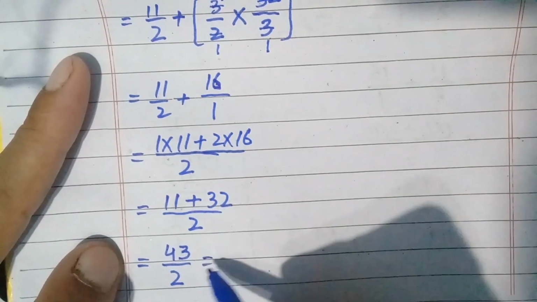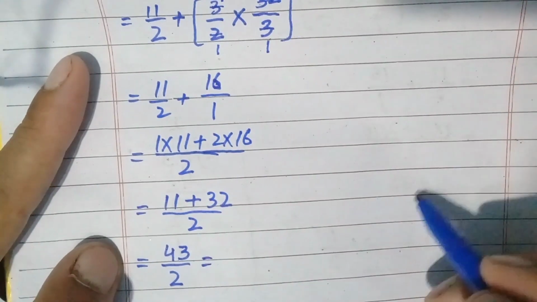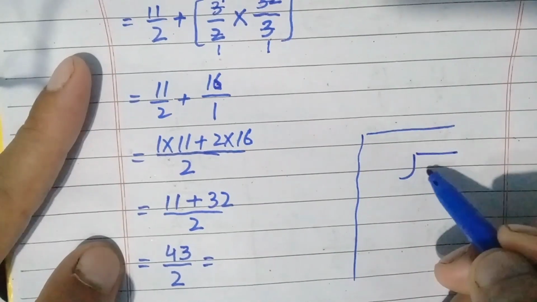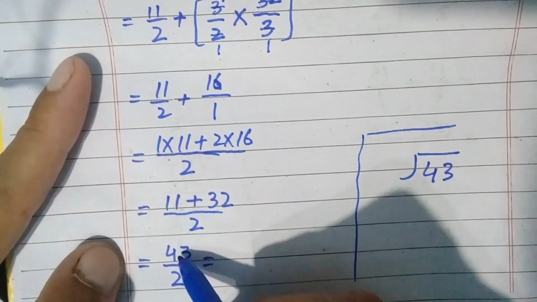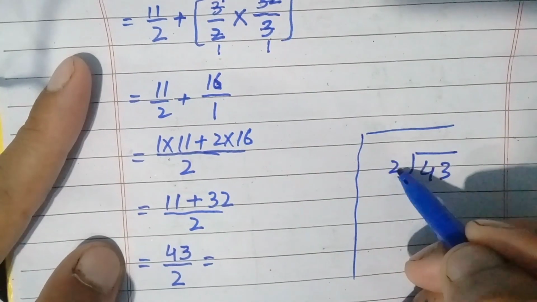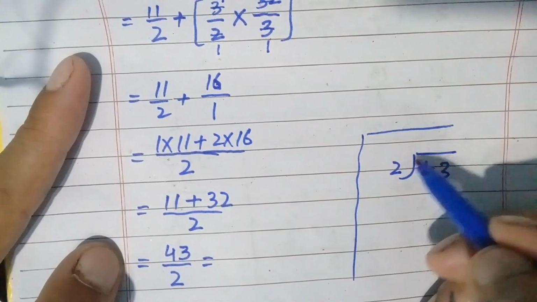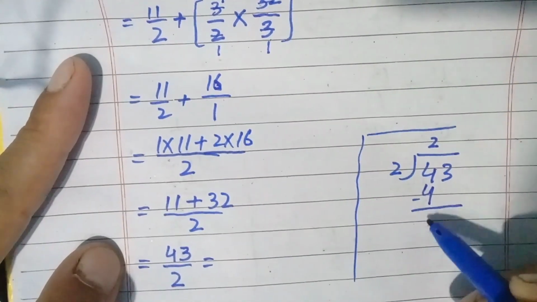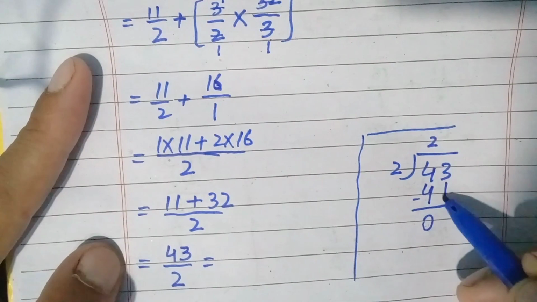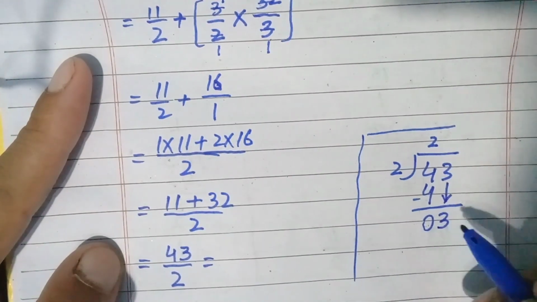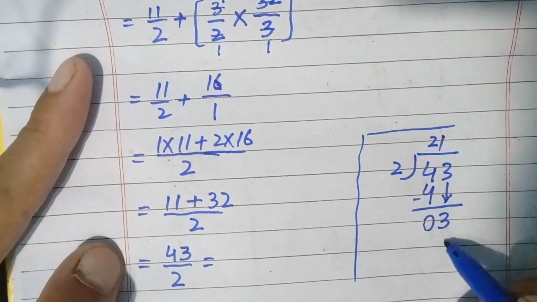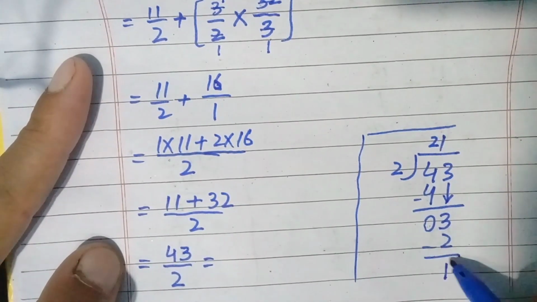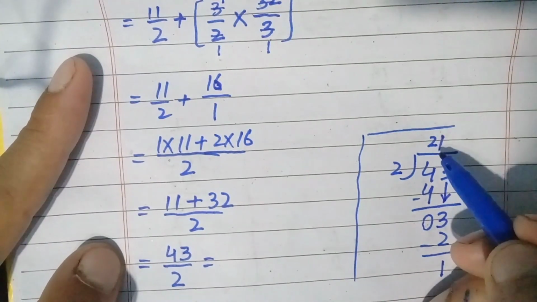So to change this improper fraction to mixed fraction, we will divide the numerator with the denominator in the rough work. So what is inside the numerator? There is 43. We will divide 43 by 2. So 2 times 2 is 4. Here 0 will become here and this 3 will come down. Now 2 times 1 is 2. By subtracting this we will get 1. So here the remainder is 1 and the quotient is 21.